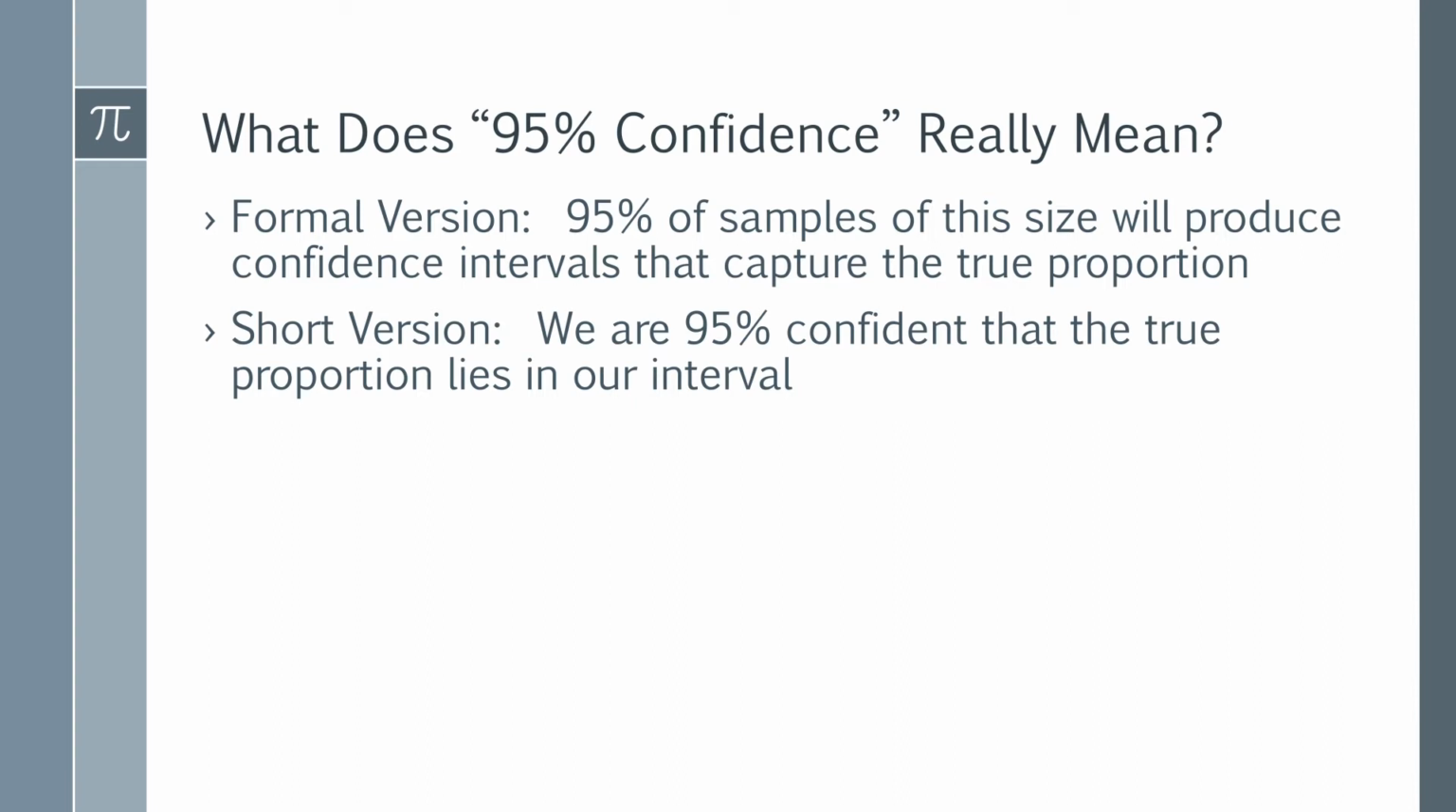So if you were doing a 90% confidence interval, you would say we are 90% confident that the true proportion lies in our interval. So whatever level of confidence you are, that's the confidence interval that you're doing, so that would be the percentage that you would put into that sentence.